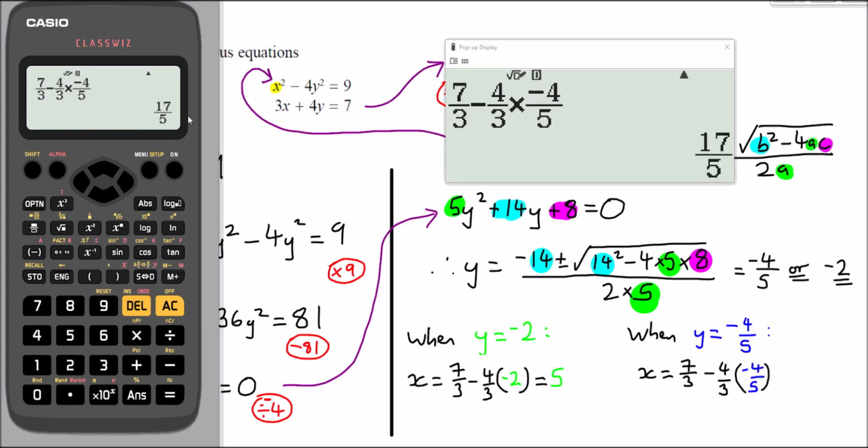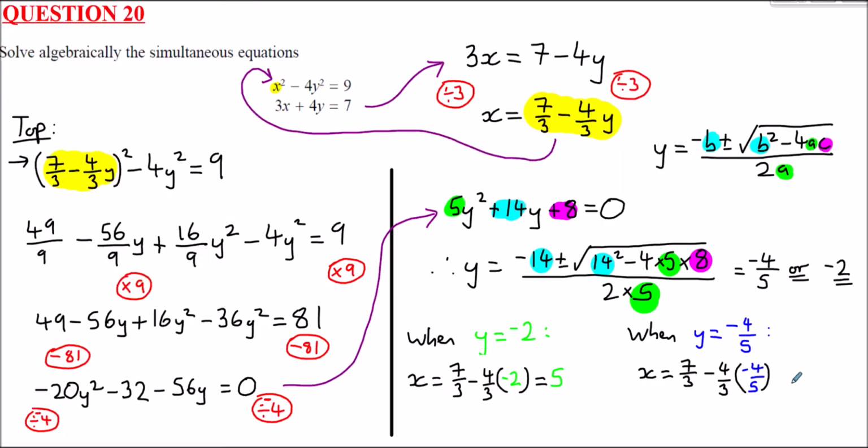And that gives me 17/5, which if I wanted to, I could change into a mixed number. So if I want to press shift this, I get 3 2/5. But it's up to you. You can leave it as 17/5 or 3 2/5. You could even, if you wanted, put it as a decimal. So you could even write 3.4. It really doesn't matter. I'm going to leave it as 17/5.